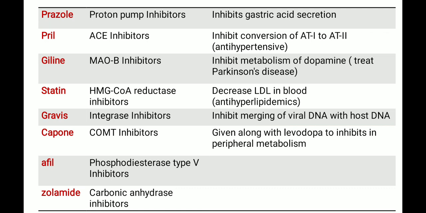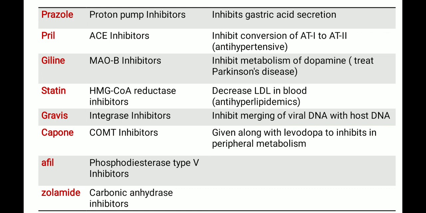So next is statin, for example, lovastatin or fluvastatin. Any drug which ends with the suffix statin is used as HMG-CoA reductase inhibitors. So they will help in decreasing the low density lipoprotein in blood. And next is gravir. Any drug which ends with the suffix gravir is used as integrase inhibitors. So they will inhibit the integration of viral DNA with the host DNA.